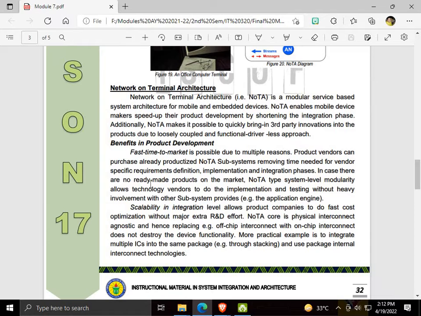So this is specific to your smartphones, your cell phones. This enables mobile device makers to speed up their product development by shortening the integration phase. Additionally, this makes it possible to quickly bring in third-party innovation into the product due to a loosely coupled and function-driverless approach.